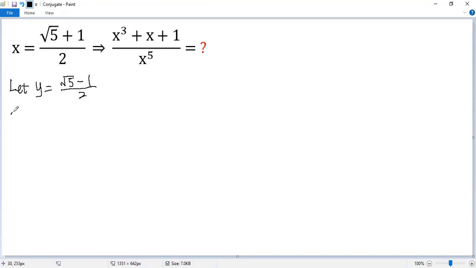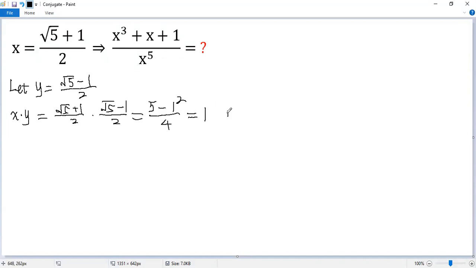Let's see what is x times y. So x times y equals (square root of 5 plus 1) over 2 times (square root of 5 minus 1) over 2. Using the difference of squares formula, we get the square of square root of 5, actually 5, minus 1 square, over 2 times 2, 4. So we see the outcome is 1. We denote it as condition 1. So x times y equals 1.